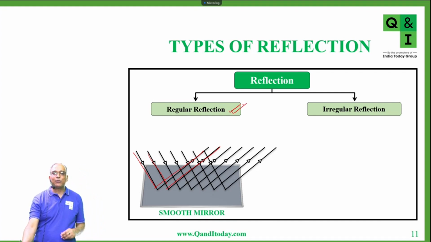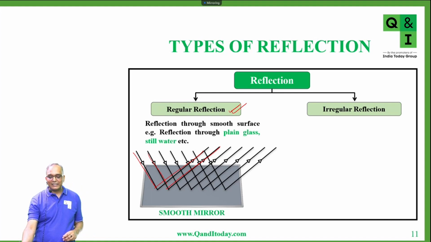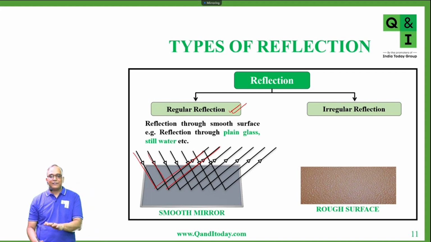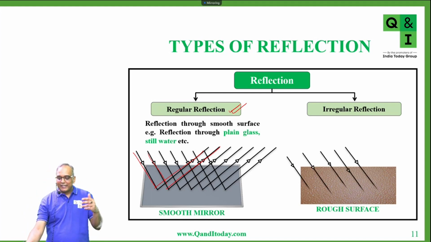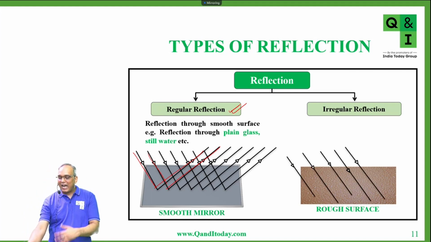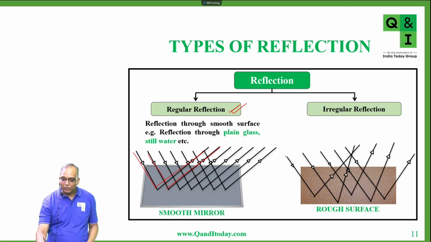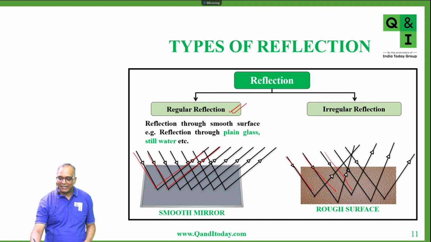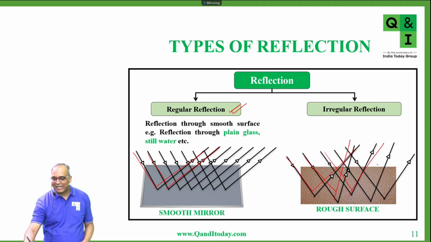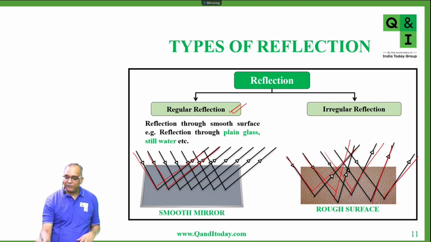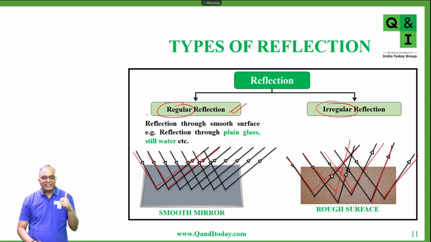Now, what is irregular reflection? Irregular reflection happens because of a rough surface. Here the parallel light rays, after reflection, are not parallel. They move in different directions. You can see that the incident light rays are parallel, but the reflected rays are in all different directions, and they are not parallel. Such a kind of reflection is called irregular reflection. So there are two kinds of reflection: regular reflection and irregular reflection.